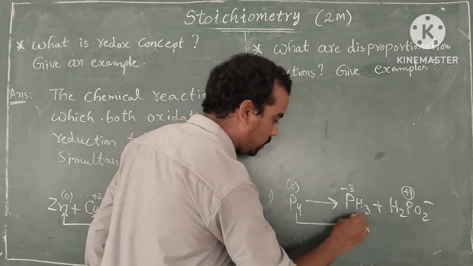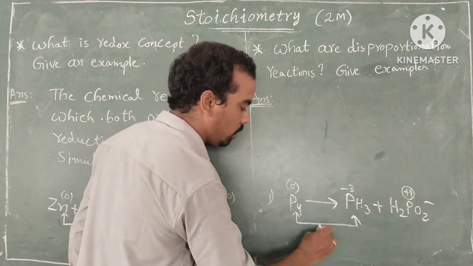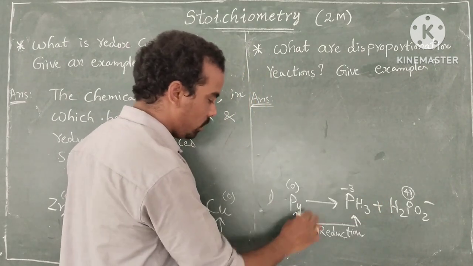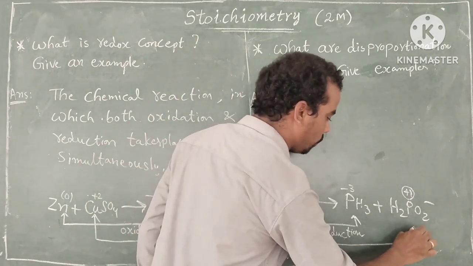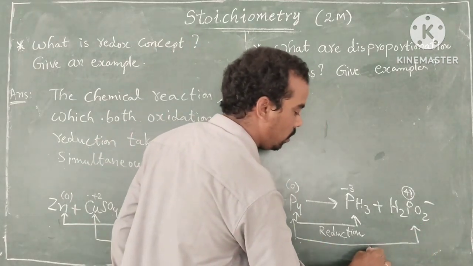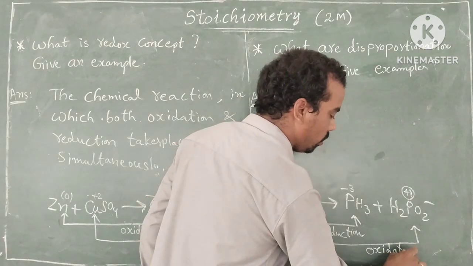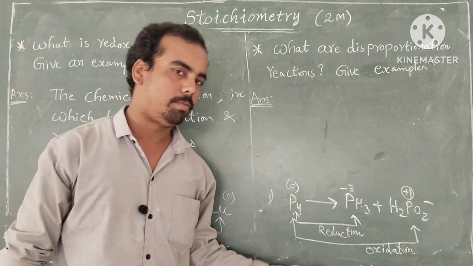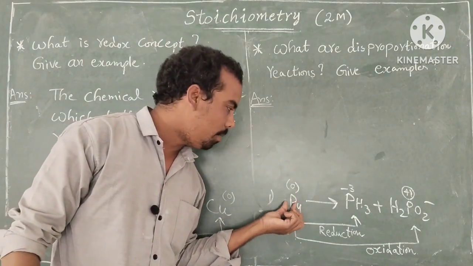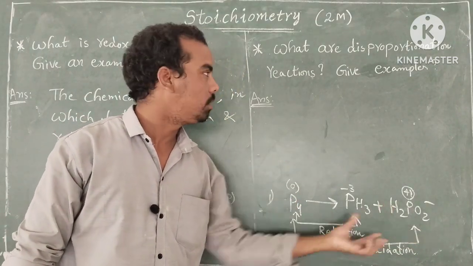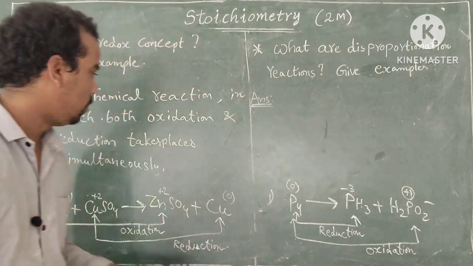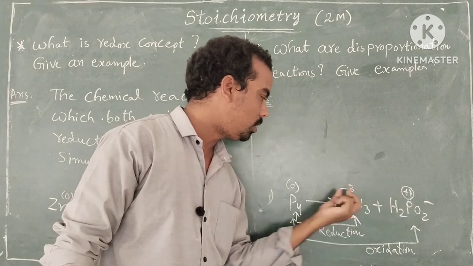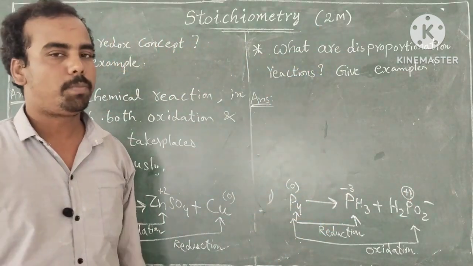Phosphorus goes from 0 to minus 3; the oxidation number decreases, that's why it is called reduction. Next, the same phosphorus goes from 0 to plus 1, an increase in oxidation number, so it is called oxidation. Here both oxidation and reduction take place, but only the same element undergoes both. In other reactions different elements undergo oxidation and reduction, but here the same element undergoes both, so it is called a disproportionation reaction.